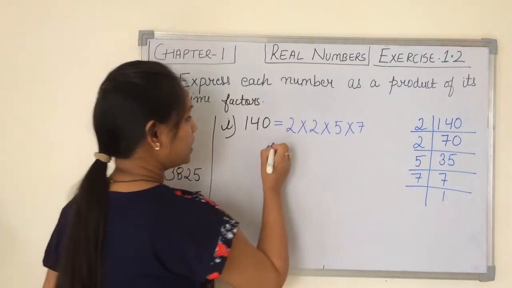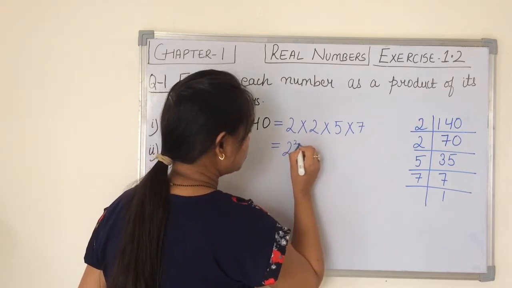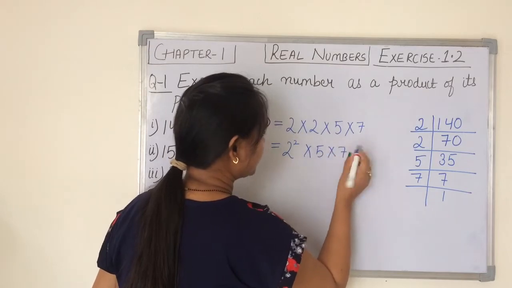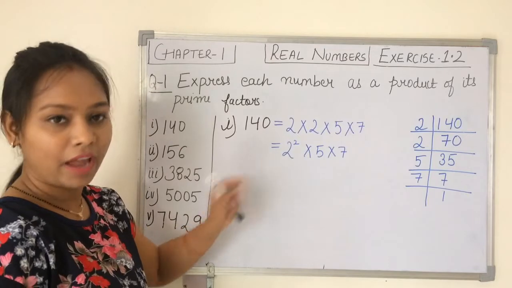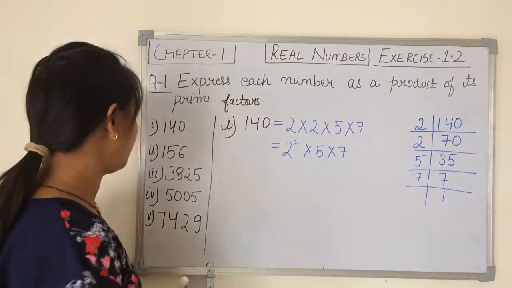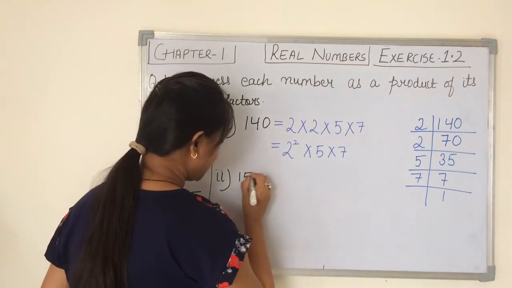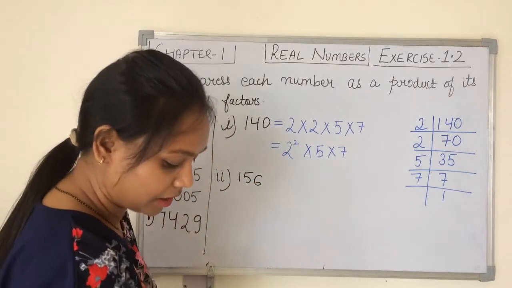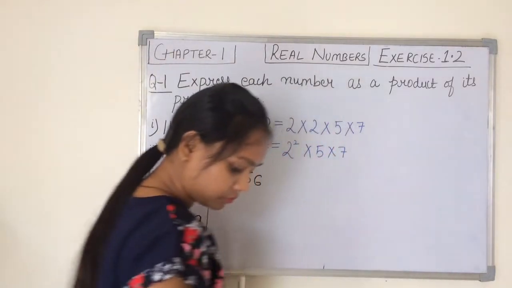It can also be represented in the form of power since we have two 2's. So 2 to the power 2 into 5 into 7. Here we got the product of prime factors of 140. Now come on to the second part. The second part is 156. Let's use the same method, that is the prime factorization method, for finding out its factors.